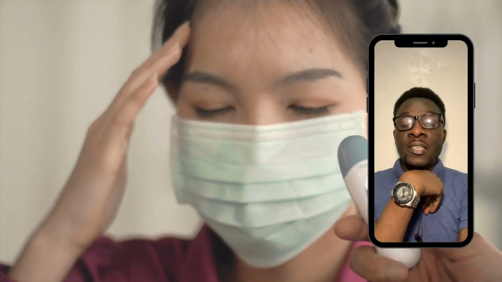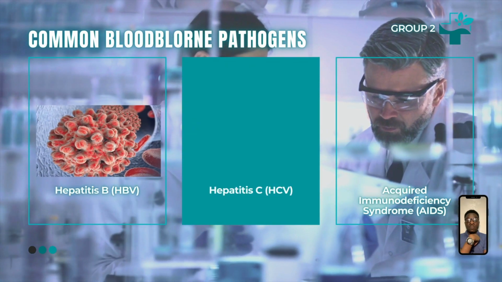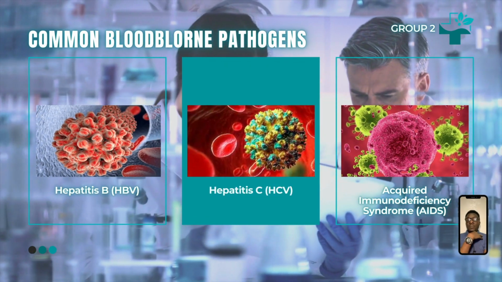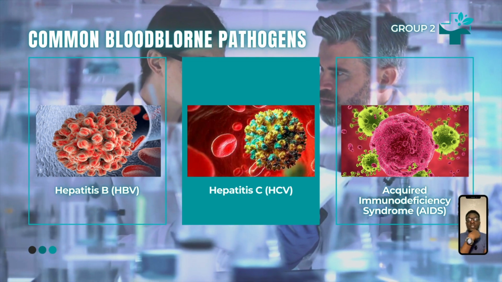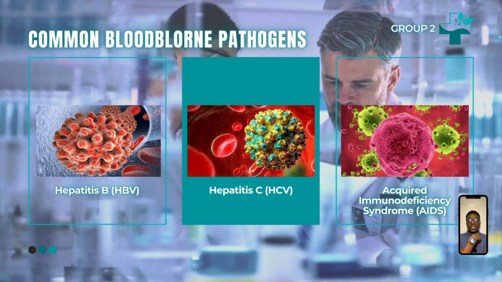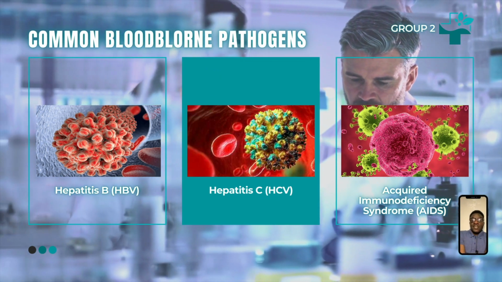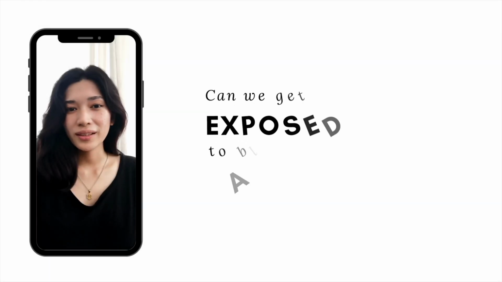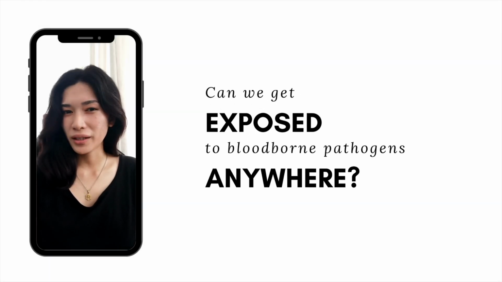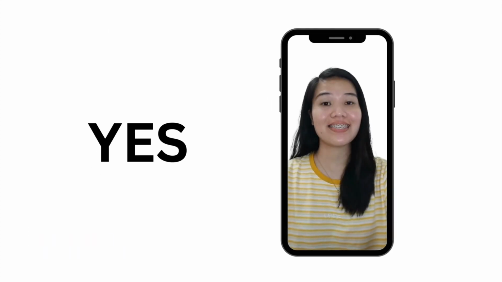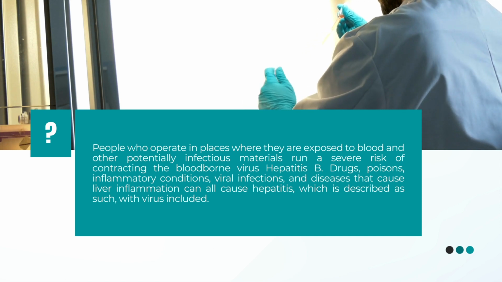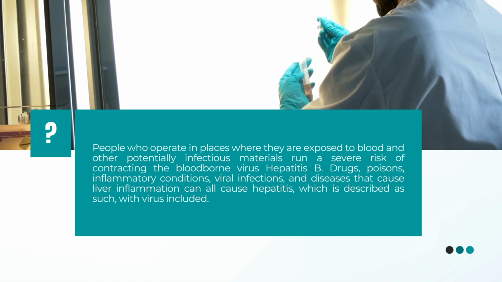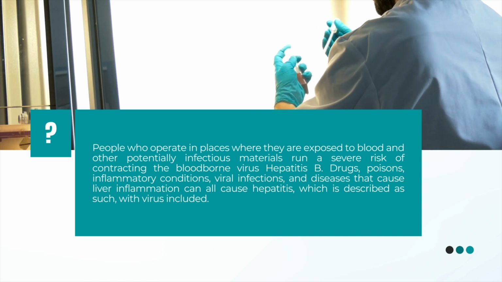Examples of common bloodborne pathogens and the diseases they inflict are: 1. Hepatitis B, commonly known as HBV, hepatitis C, HCV, and acquired immunodeficiency syndrome, generally known as AIDS. Wait, does this mean we can get exposed to bloodborne pathogens anyway? Technically, yes. You see, people who operate in places where they are exposed to blood and other potentially infectious materials run a severe risk of contracting a blood-borne virus, hepatitis B.